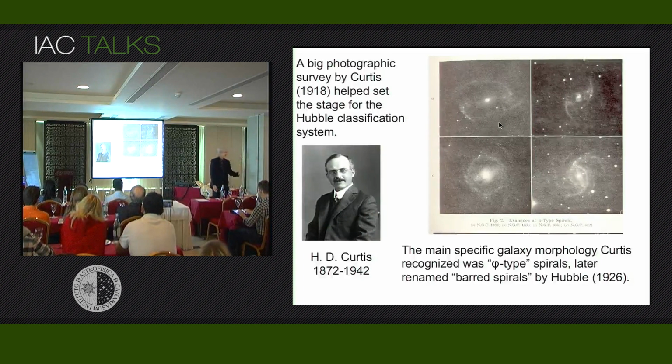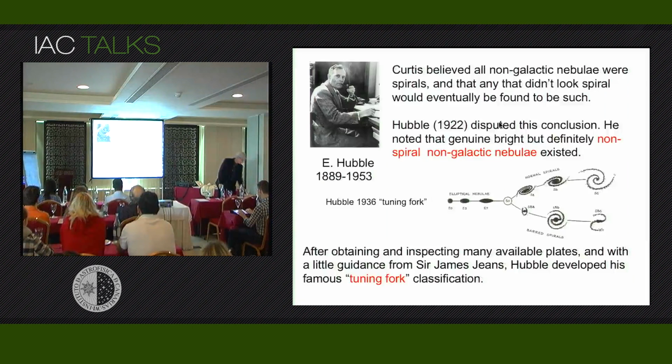And then you see at the top there, and these are original pictures. This is from the original paper, NGC 1300. And then we saw the picture of 1300 from the Hubble Space Telescope. How could anybody live with such a thing? I mean, but this was cutting-edge research in 1918. So Curtis discovered the phi-type spirals, or at least he brought attention to them.